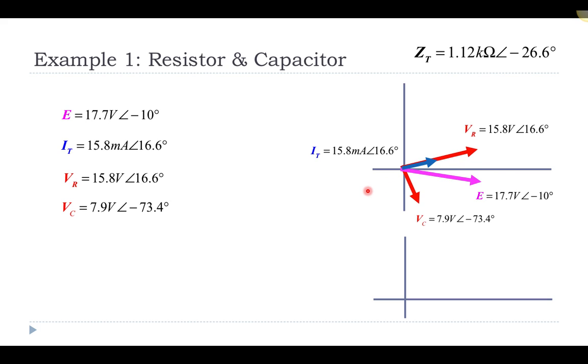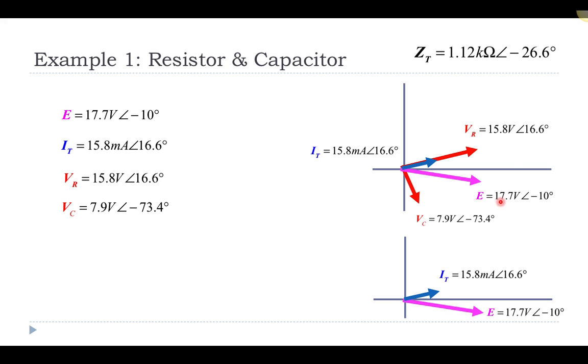On the other hand, when I put in the voltage across the capacitor, it is at negative 73.4, and it's at a 90-degree shift with the current. So the current going through the capacitor leads the voltage across the capacitor by 90 degrees. But if I add the voltage across the capacitor and the voltage across the resistor, I should get the source. If you think about this in terms of vectors and using the parallelogram method, I've tried to draw these so that it looks like they would add together.